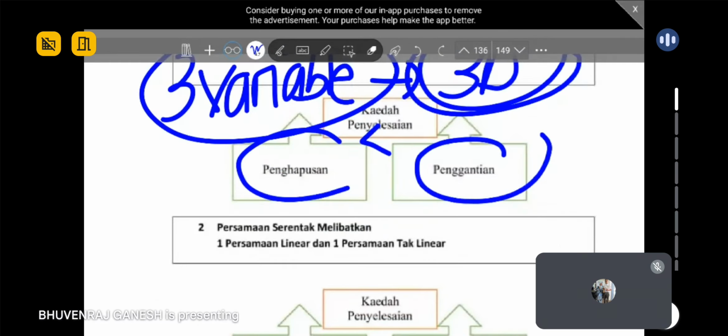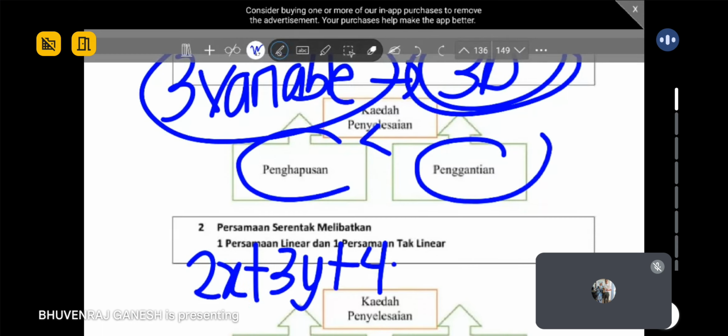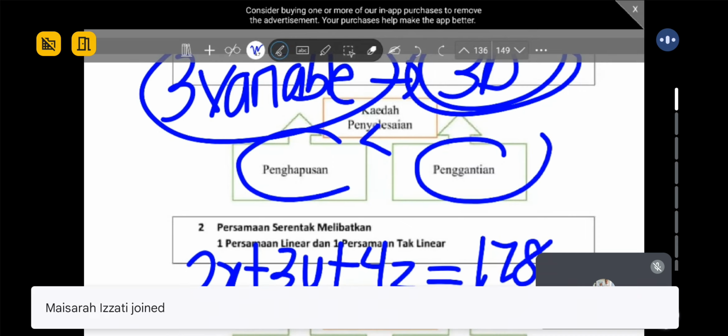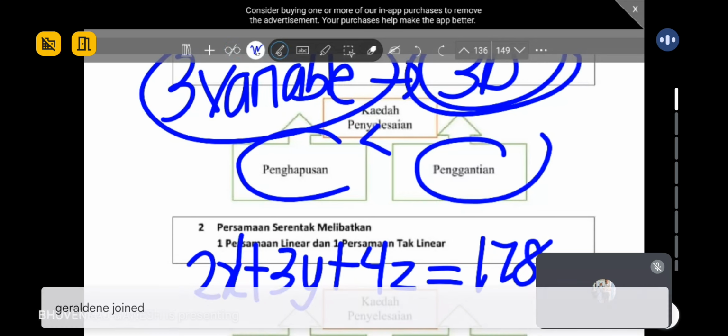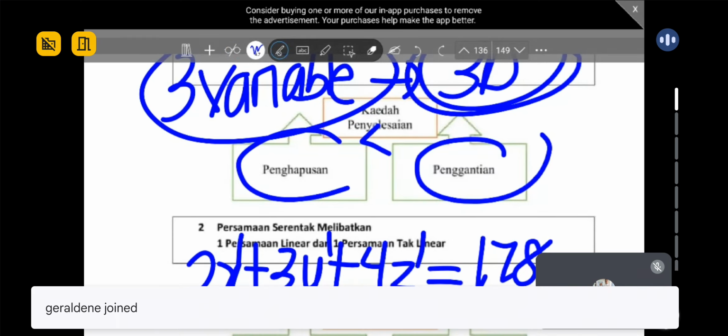Example of three variables, I give you this equation: 2x plus 3y plus 4z equal to 178. This is a system of equations in three variables. Tiga pemboleh ubah: x, y, z. One more thing, guys, you must take note. The power, kuasa setiap pemboleh ubah ni kena satu tau.